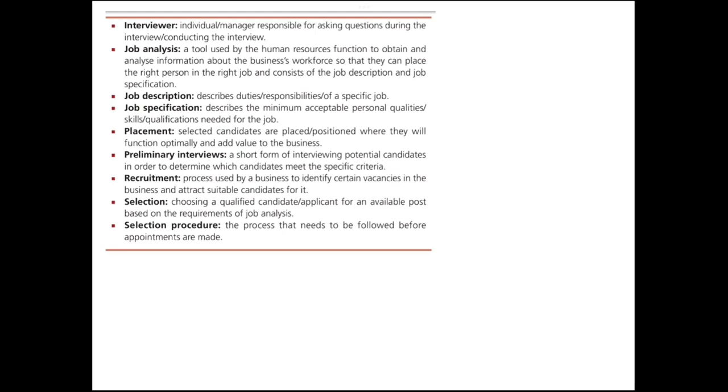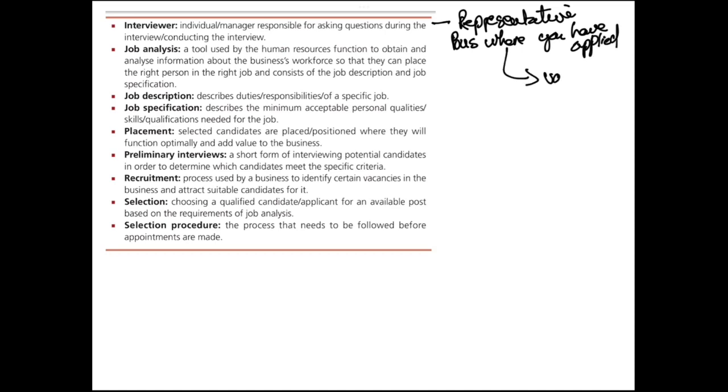Then you look at the interviewer, so that means it's a representative, and this representative is the person of the business where you have applied. So that means which has a vacancy, and that application happened because there was a vacancy, so that means an empty job.